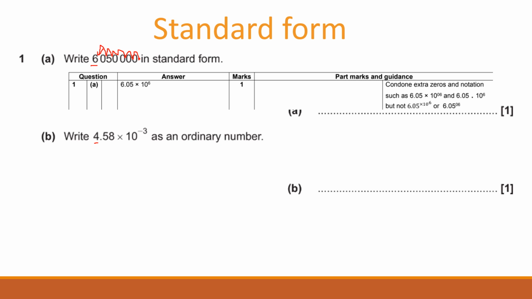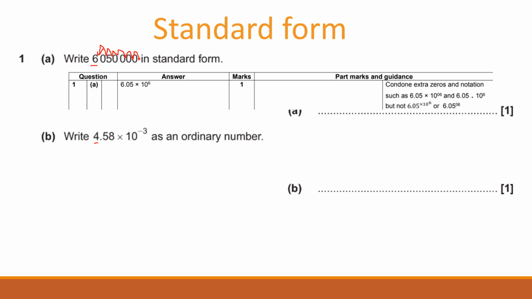The reason this works is because 10 to the power of 6 is 10 times 10 times 10 times 10 times 10 times 10, which is 1 million. Now 6.05 times a million is 6,050,000, which is what the question starts with.